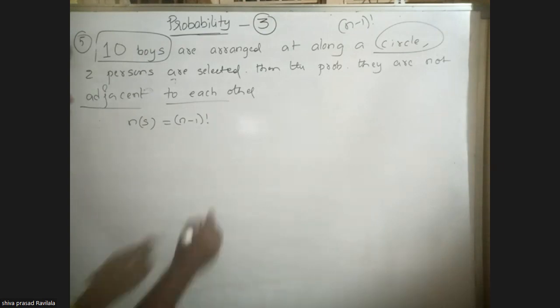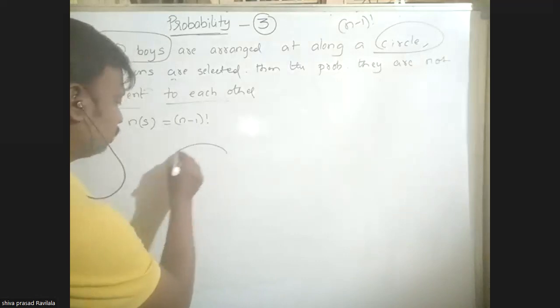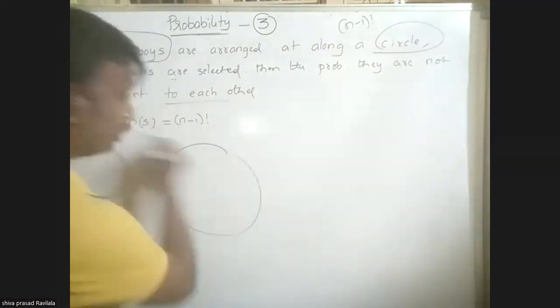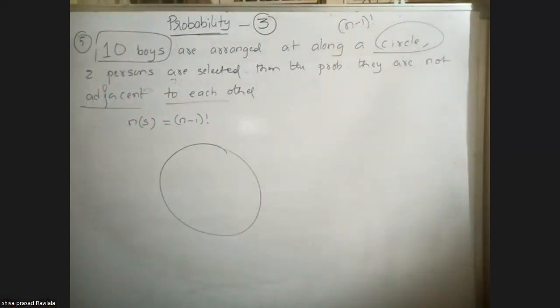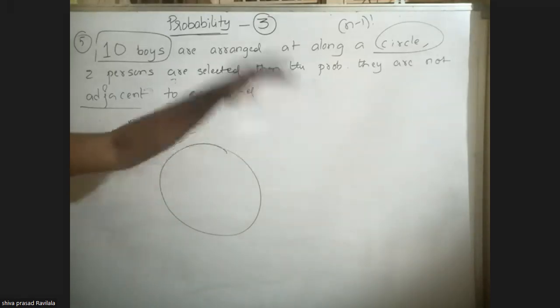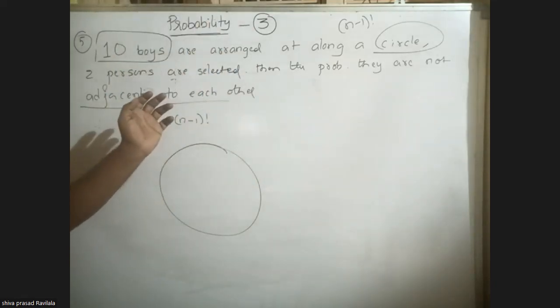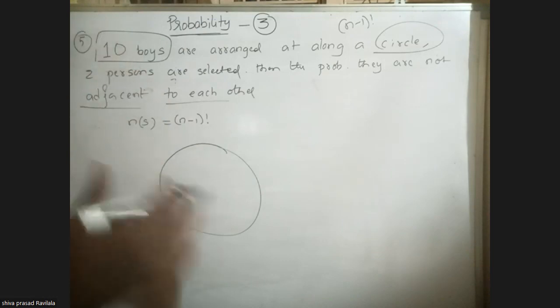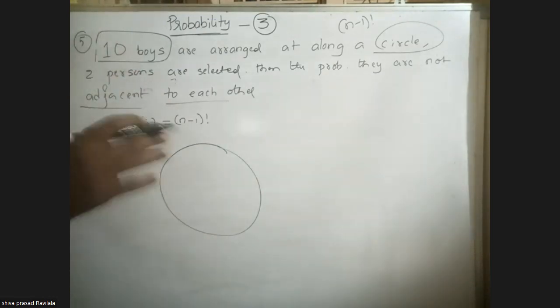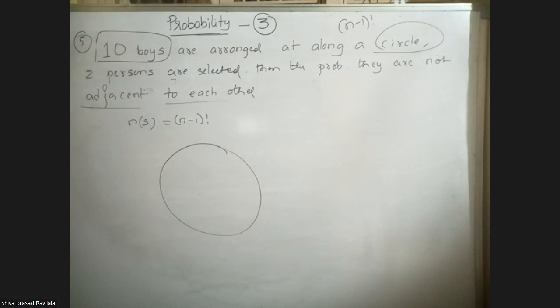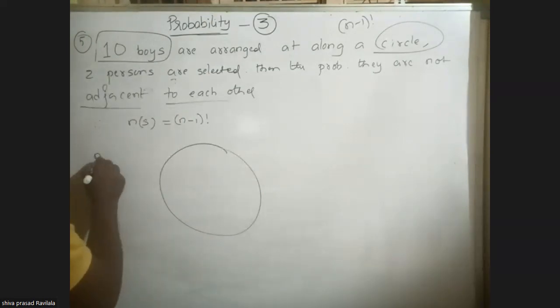When they are not adjacent to each other, at that time you just arrange the remaining. That may be linear or circle. Among these we have some gaps. In those gaps you select the remaining 2 persons and arrange them. Okay? Here n of A is equal to, how do you define n of A?